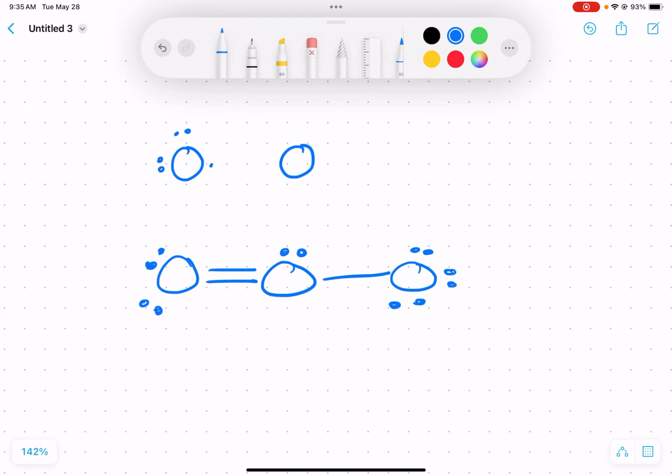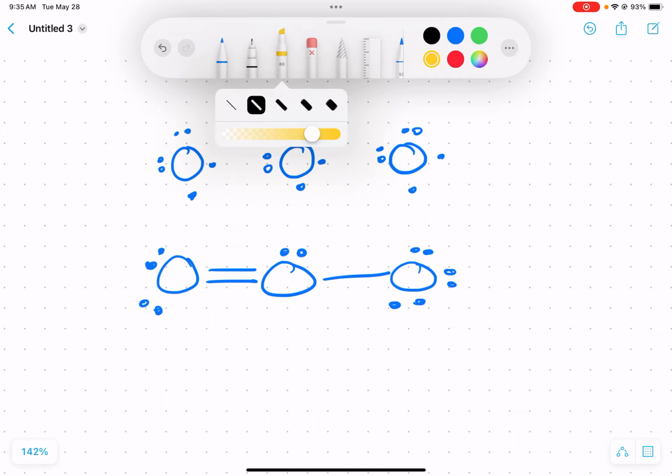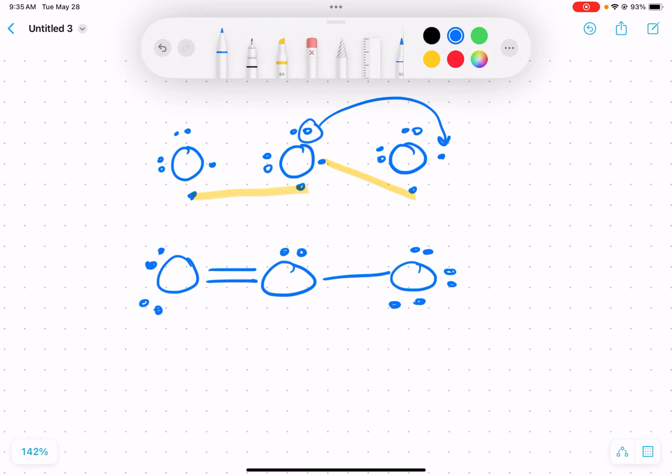So we had the 6 electrons on each of these. And when we started pairing them up, we quickly saw that the only way to satisfy the octet of the outer 2 oxygens without breaking the octet of this oxygen was to move this electron over.